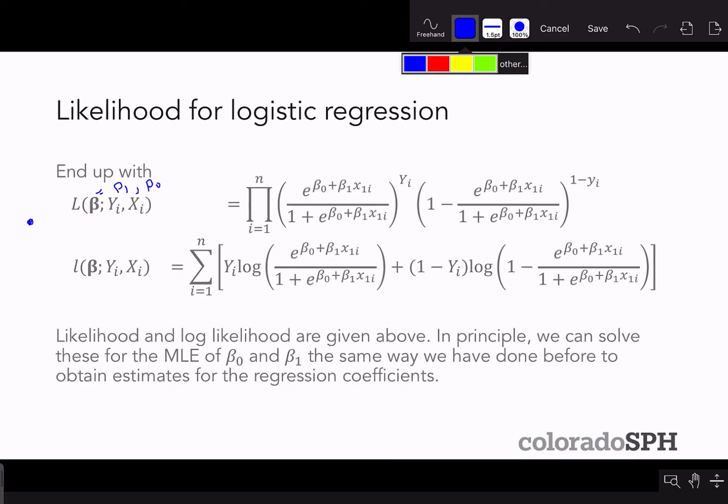And then if you take the log of that, it gives you the log likelihood, which is given here. And before, when we were just calculating the likelihood of the Bernoulli distribution, we were able to bring this log out of the summation. But now, since we have the xi's, we can no longer do that.